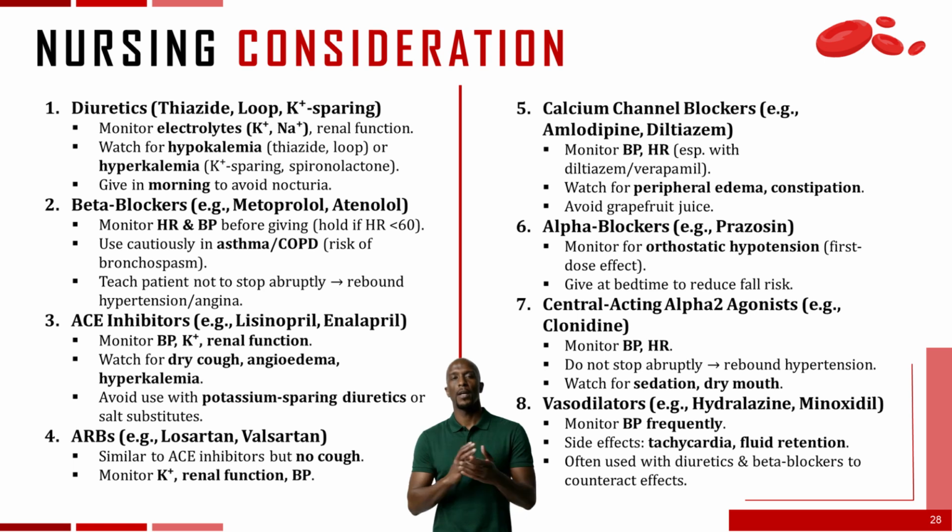Diuretics require monitoring of electrolytes and renal function, with attention to hypokalemia or hyperkalemia. Beta blockers necessitate heart rate and blood pressure checks, especially in asthma patients. ACE inhibitors and angiotensin receptor blockers need monitoring for hyperkalemia and renal function. Calcium channel blockers require blood pressure and heart rate monitoring, avoiding grapefruit juice. Alpha blockers and central acting alpha 2 agonists need careful blood pressure monitoring to prevent orthostatic hypotension and rebound hypertension.